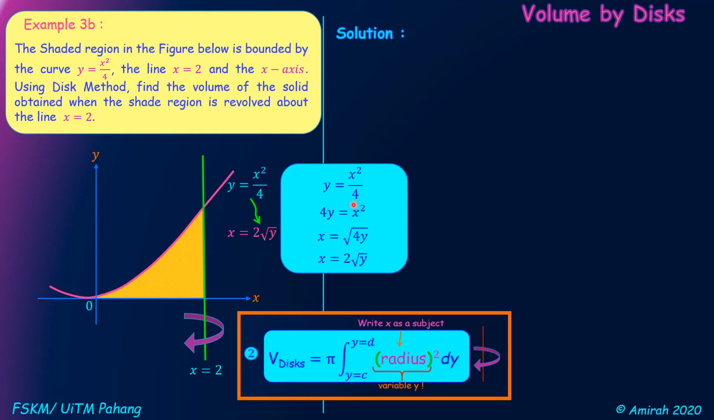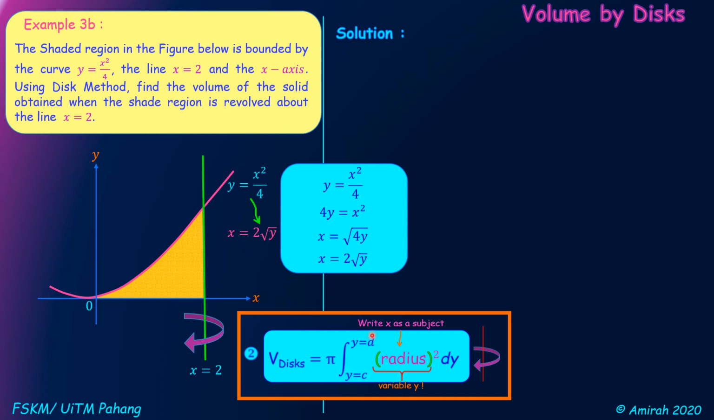And then from here, to write x as a subject, we move squared to left hand side here. So we get square root. So we have x equals to square root of 4y. Then we can simplify square root of 4 because square root of 4 is a perfect square. So we can write 2 here. Then we still have square root of y here. So x equals to 2 square root of y. So we get this.